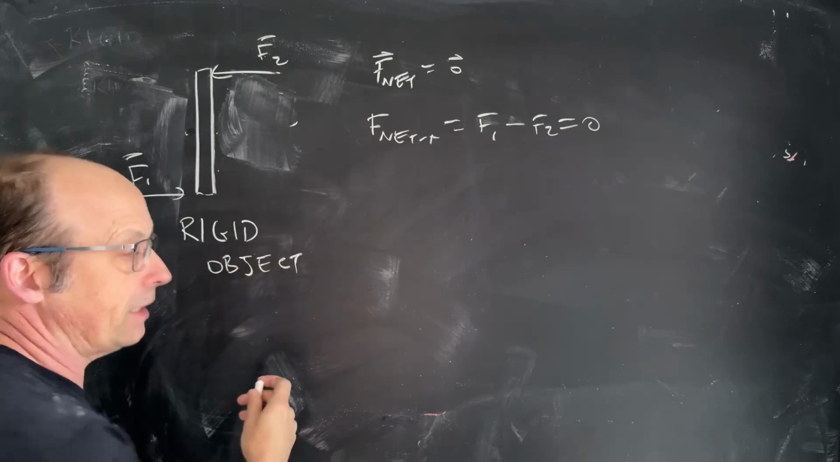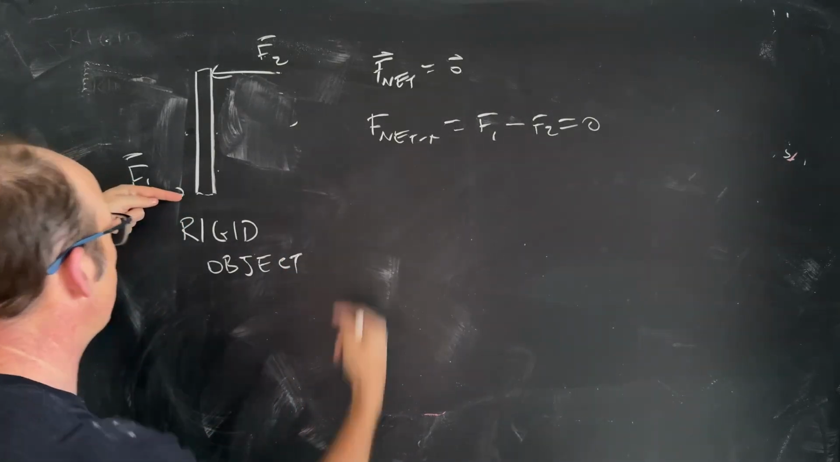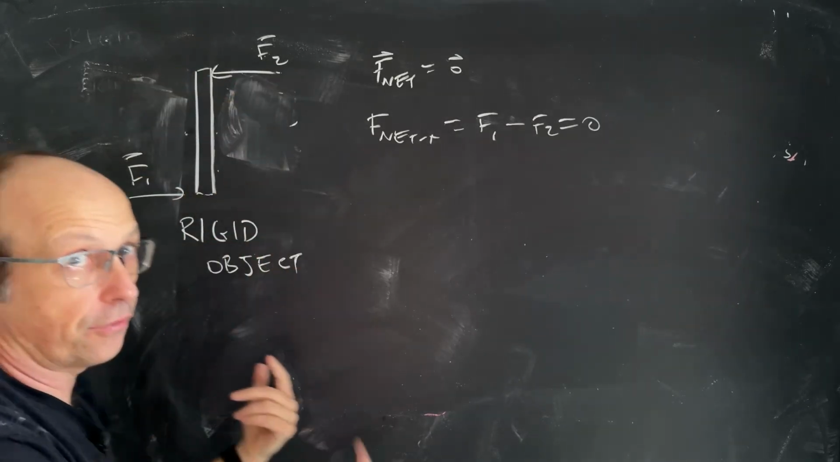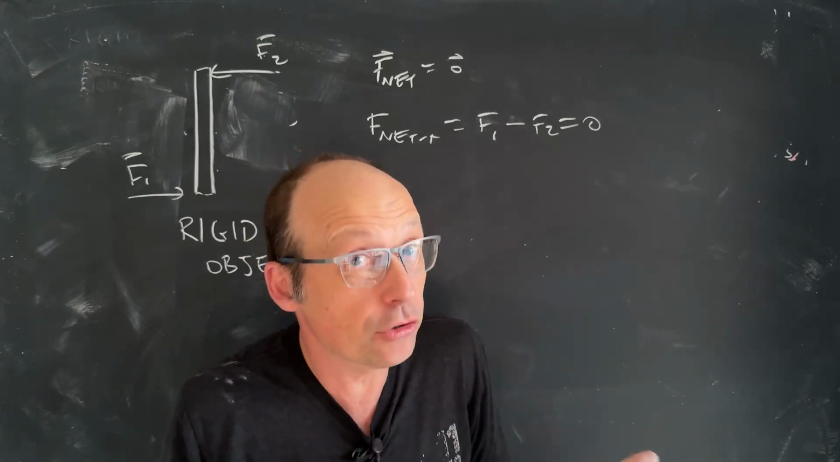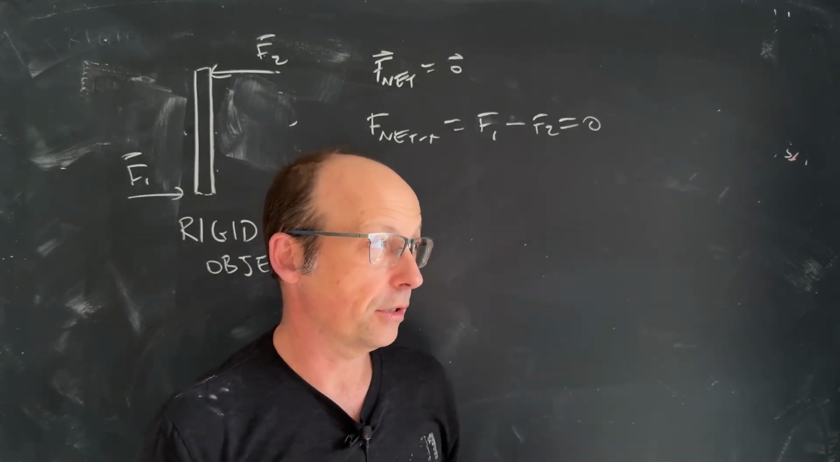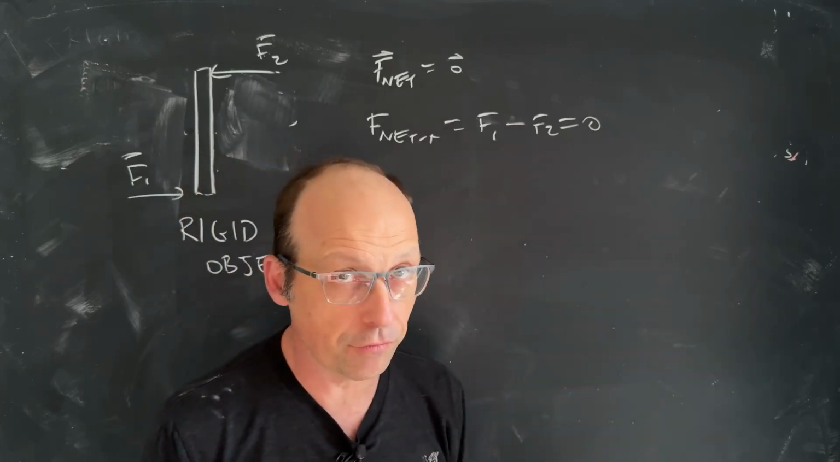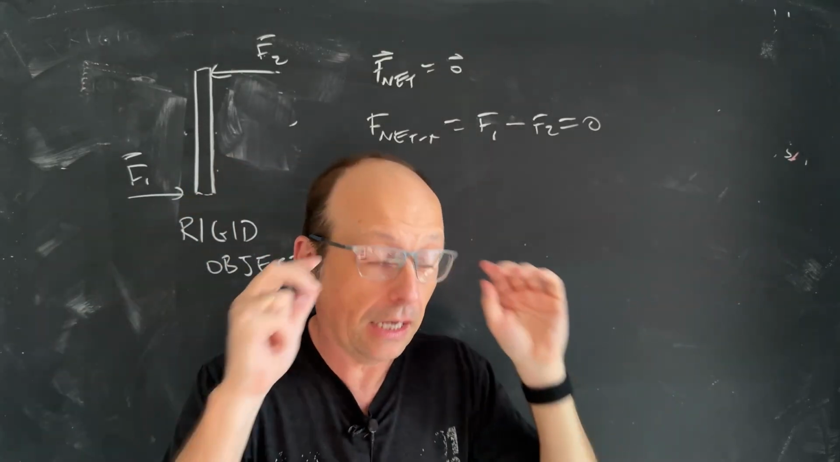Now, just as an example, suppose this was made of Jell-O. Okay, and I push here and I push there. Well, something different's going to happen. The object's going to deform. So by rigid objects, we mean objects that maintain their shape. Also, we're going to look at the rotation of rigid objects later. But for now, we're going to deal with objects that do not rotate at all.